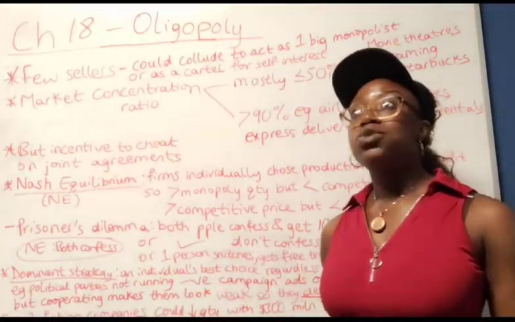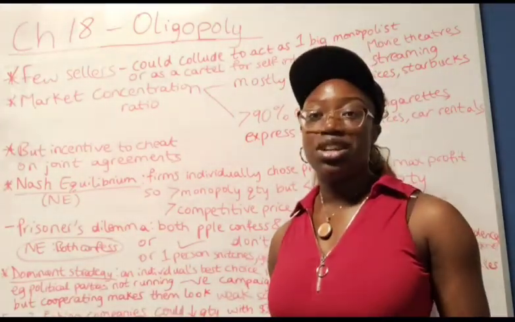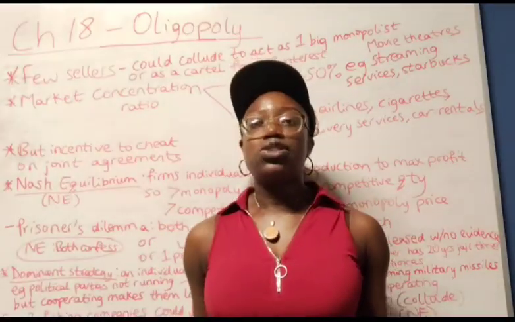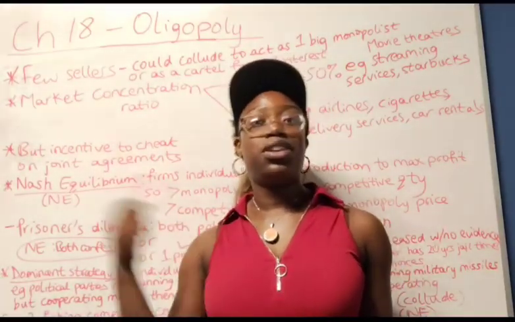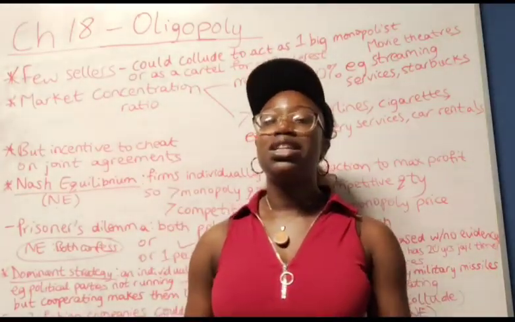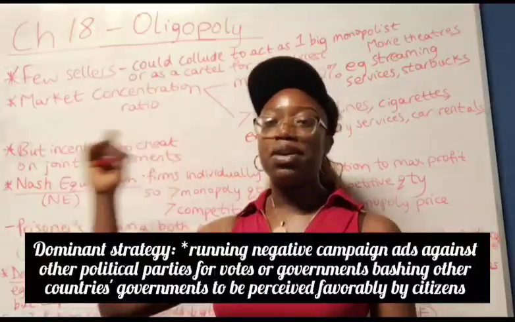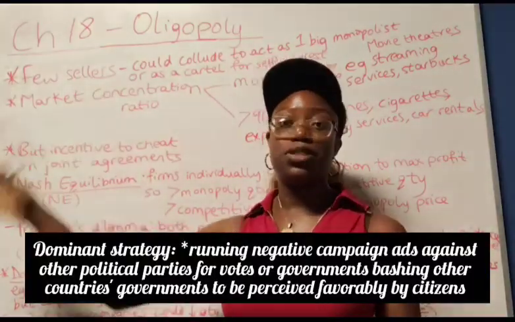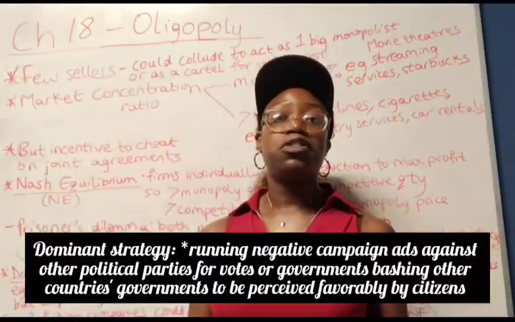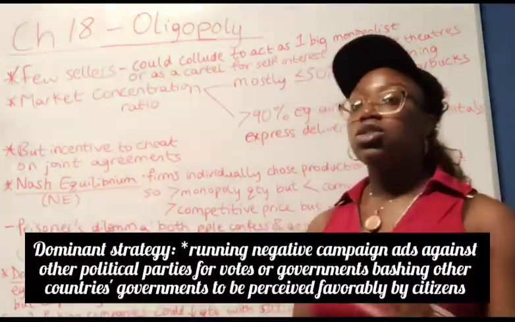So these are a few examples of oligopoly where the dominant strategy is not to work together, but to work against each other. That's why during political campaigns, every political party has a choice of not saying bad things about the other political party, but that's not what we see in real life. In real life, each political party is running a negative campaign ad against the other, bad-mouthing the other party, telling lies about the other party just to get votes, or bashing the other government to be perceived more favorably by the citizens. So in that case, the dominant strategy would be not to cooperate.